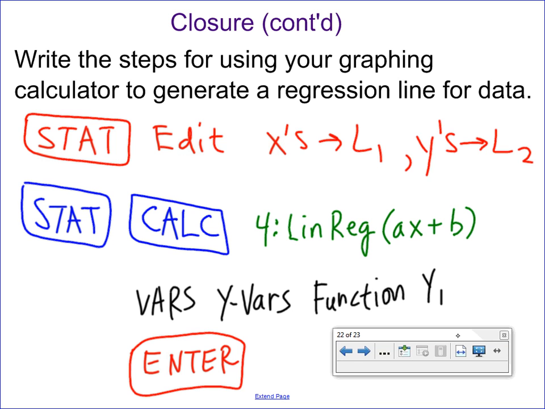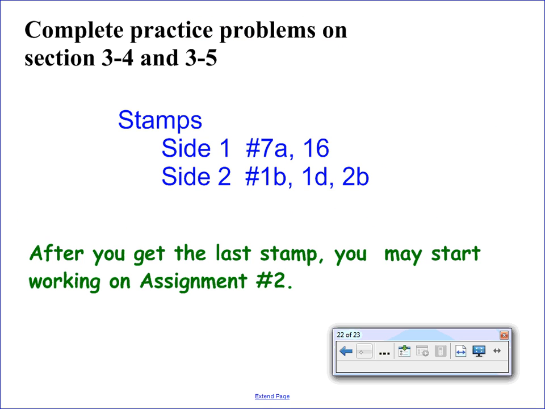What questions do you guys have about our calculator steps? Now you're going to have a chance to practice point slope form, slope intercept form, and regression lines by earning stamps, up to 5 stamps today, in number 7A, 16, side 2, 1B, 1D, and 2B.